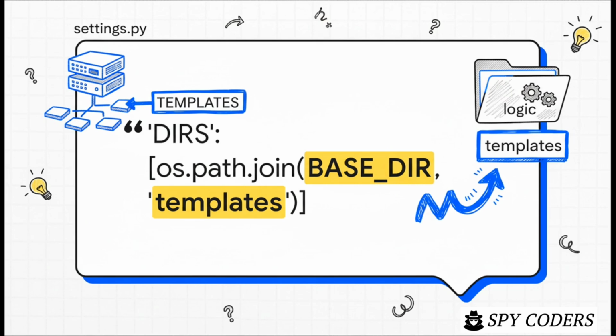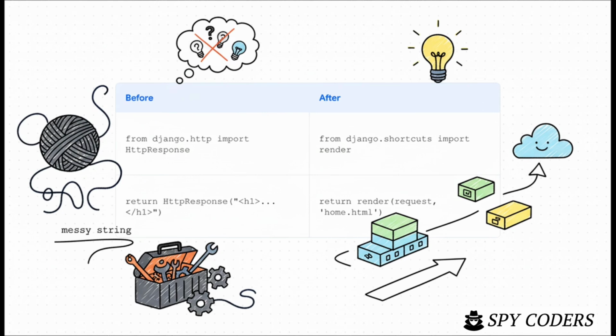All you're doing is telling Django, hey, whenever I ask for a template, make sure you look inside this templates folder I just created. Simple as that. And this slide just perfectly shows you the payoff. On the left, you've got the old way, importing HttpResponse and returning that ugly string, but on the right, the new way. We import render and we just tell it, hey, please use the home.html file. It's so much cleaner, so much easier to understand what's going on.